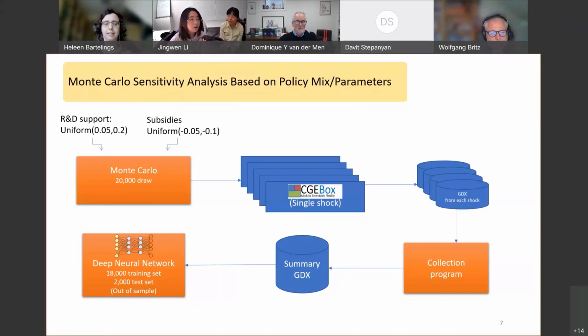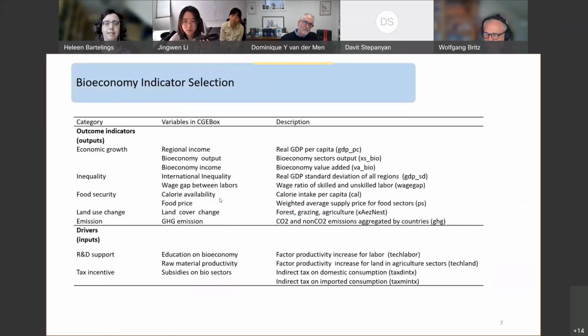Jingwen, the draws, how long did it take? Yeah, so for each run, let me show you the table. For a sample size like this, we use a batch mode on the CGE box, and we run this batch mode in parallel on different servers, and each run actually takes less than 1 minute, I would say. And we just let them run in parallel. For example, if we loop for 20,000 runs, it would take less than 3 days, about 2.5.